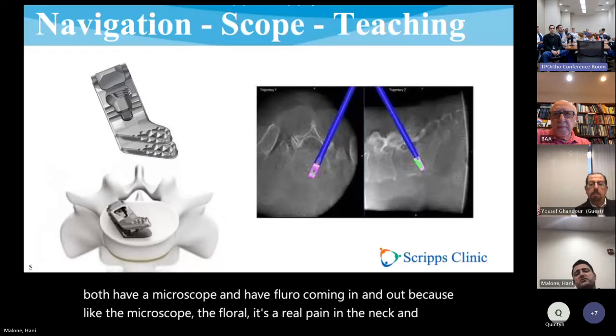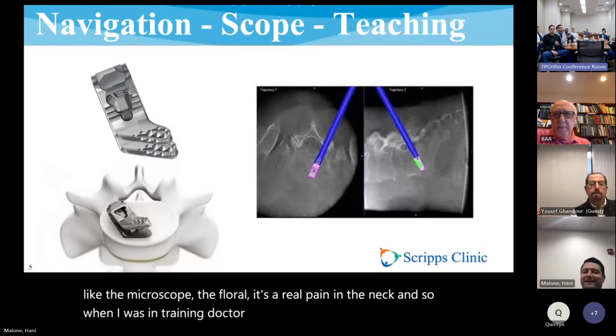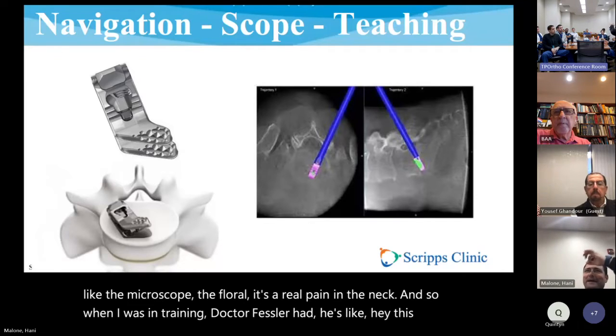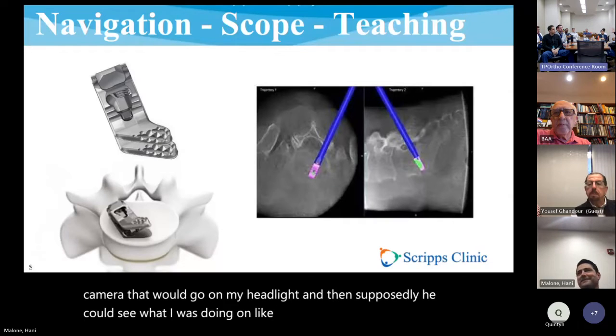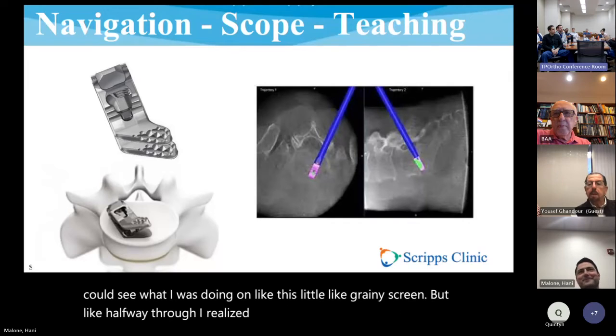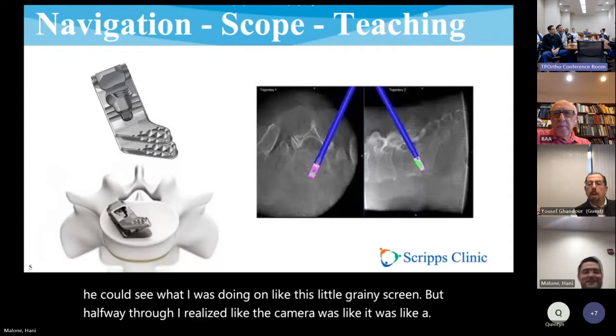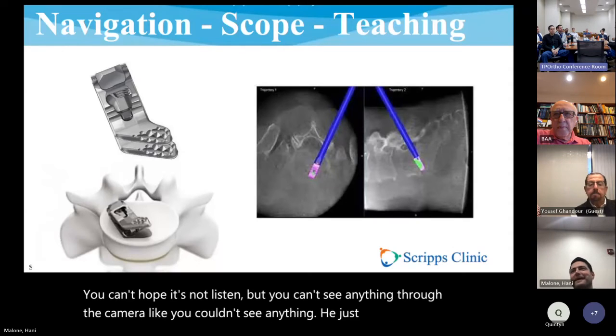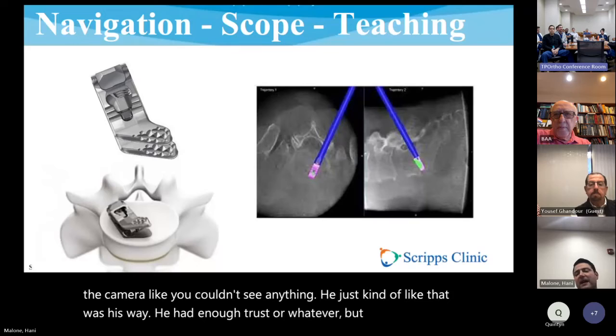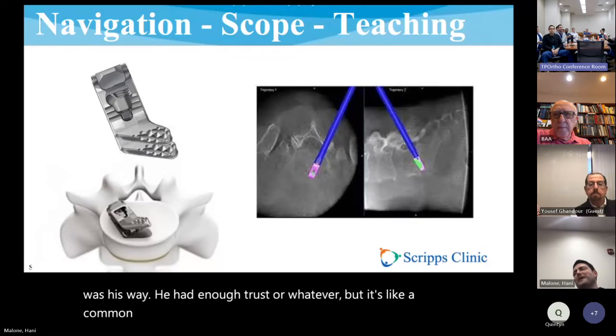So when I was in training, Dr. Fessler had this little camera that would go on my headlight, and then supposedly he could see what I was doing on this little grainy screen. But halfway through, I realized you can't see anything through the camera. I hope he's not listening, but you couldn't see anything. So that was his way. He had enough trust, or whatever. It was so grainy. I think it wasn't even working once. Like, oh, it looked good.